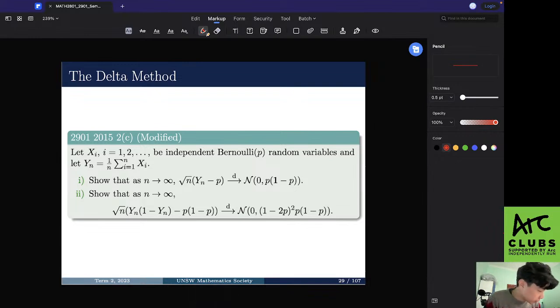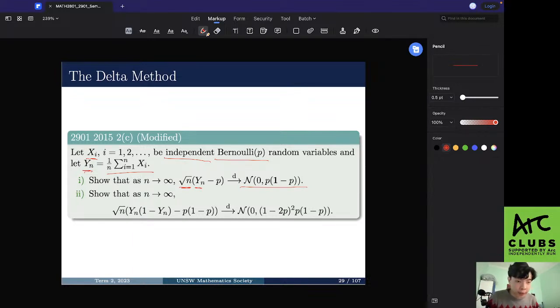Generally, we'll have a sequence such as Xi, where i is 1, 2, 3, all the way to n. And also the fact that they're independent and they are Bernoullis with probability p. And then we have Yn, which is equal to 1 over n times the sum, i.e. the mean, right? And we want to show that Yn minus p times root n is equivalent to this.